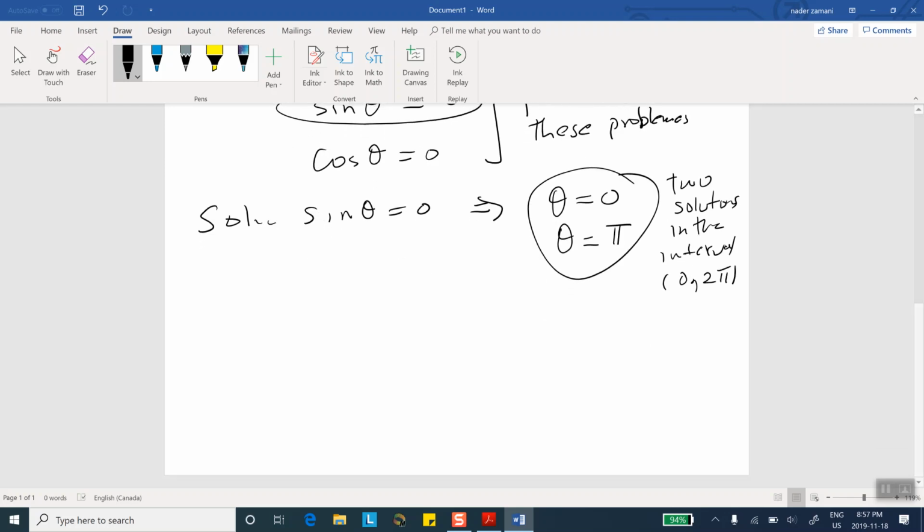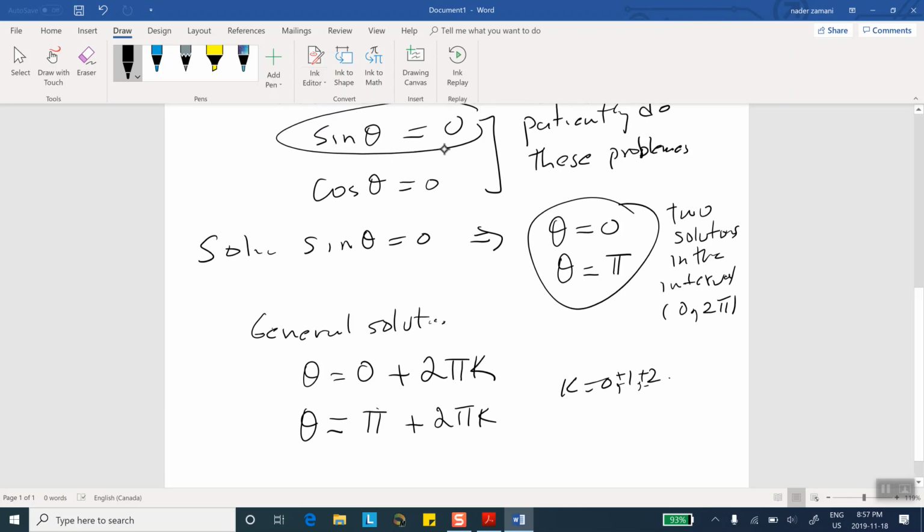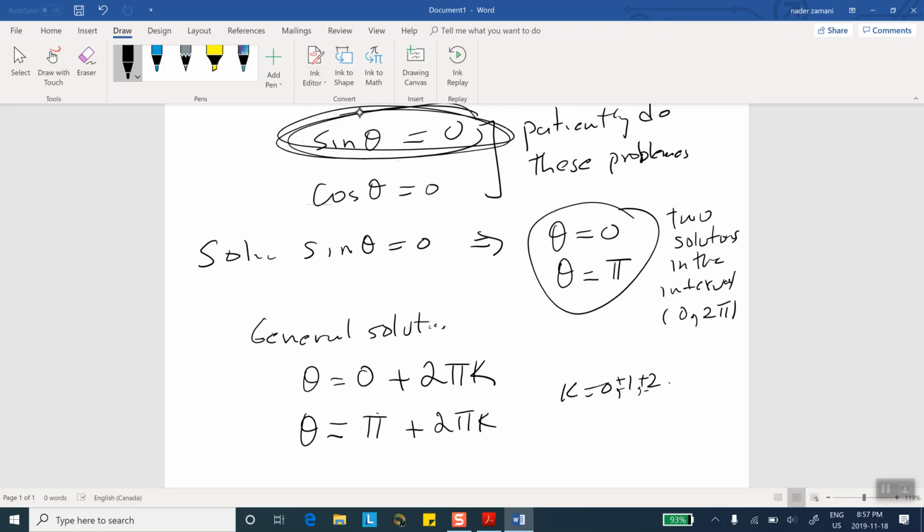Okay, so therefore, the general solution, take these two solutions, add multiples of 2 pi to it. The other one, add multiples of 2 pi to it, where k is equal to 0, 1, 2, plus or minus 1, plus or minus 2, etc. So we did the first problem, this one, we did this one. Now I have to do that.